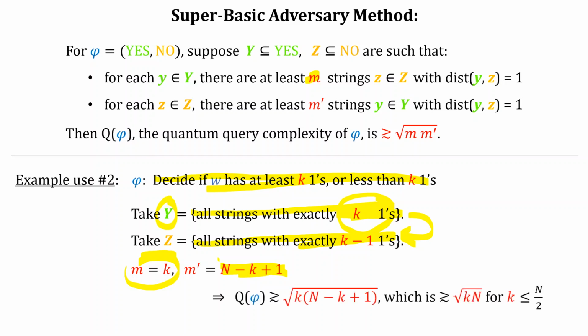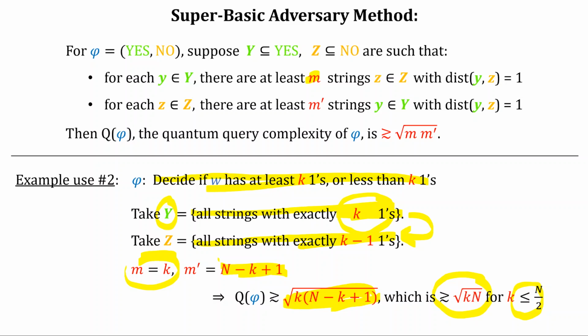Therefore, the quantum query lower bound you get is the square root of k times n minus k plus 1. This is a little tricky looking. If you take k to be 1, that gives you square root n. You can assume, basically without loss of generality, that k is bounded by n over 2, in which case n minus k is just proportional to n. So in this case, you get a lower bound that's like square root of k times square root of n. So you see it grows harder as k gets larger.